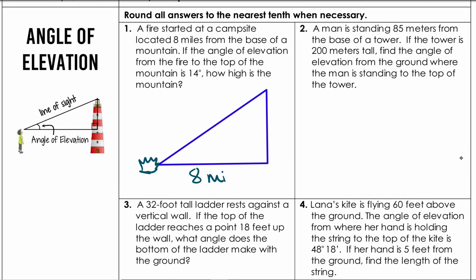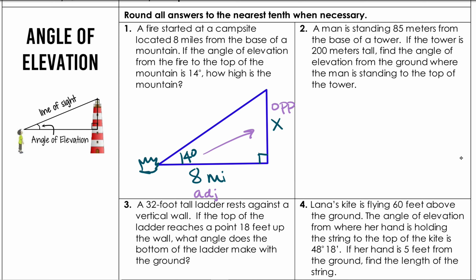The angle of elevation, now elevation means to look up at something. So if the angle of elevation is 14 degrees, I want to know how high the mountain is. If I want to know how high it is, I'm looking for its height or its altitude. So here I have the opposite side, because remember, directly across from the angle is always the opposite side, and then the leg that touches the angle is always the adjacent leg. So I have opposite and adjacent.